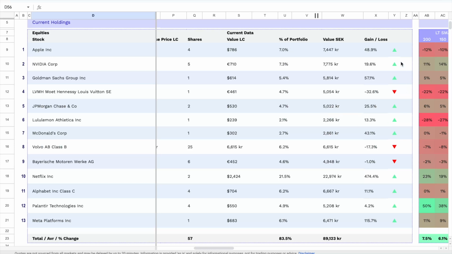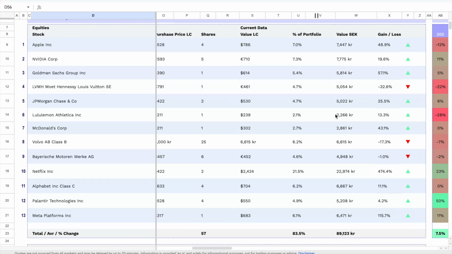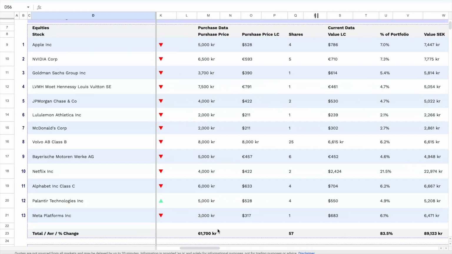And then to the far right, we can see the gain and the loss for each stock. And in this fictional portfolio, you can see it's gone quite well, right? Most stocks are up. We have a few that have gone down. We can see the total value being 89k SEK and the purchase price was just 61k SEK.